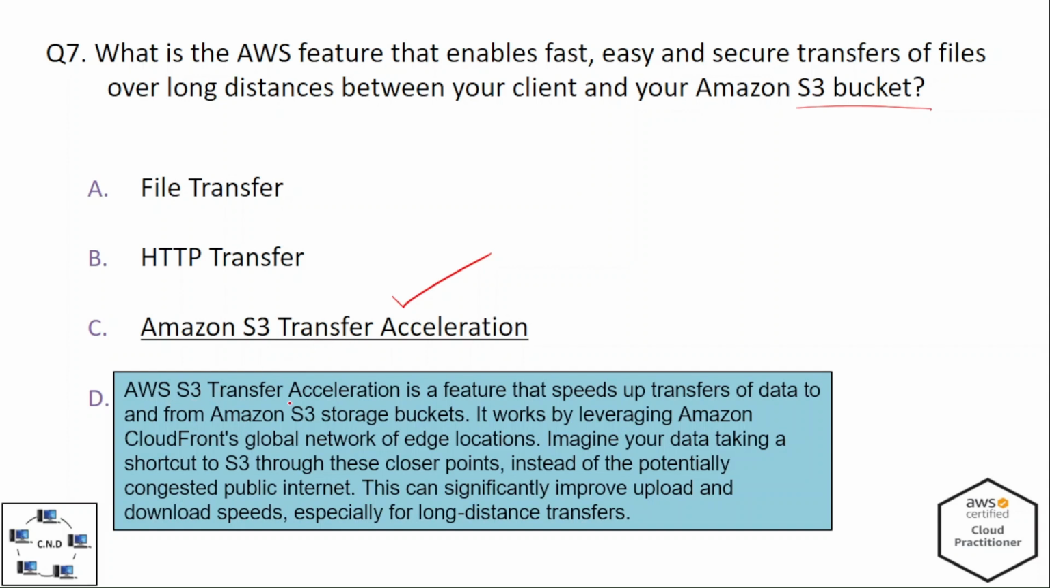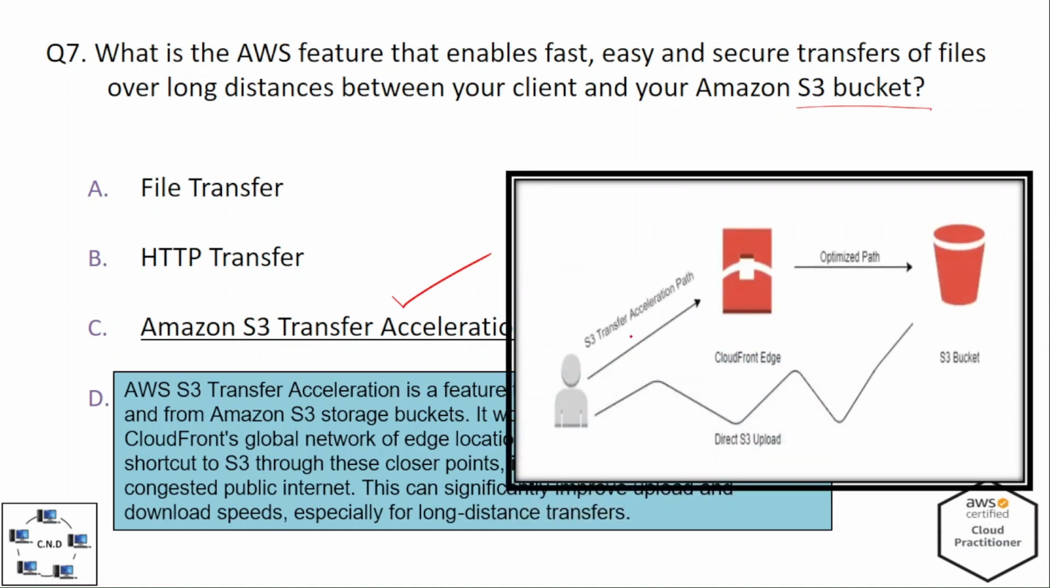So what is S3 transfer acceleration? AWS S3 transfer acceleration is a feature that speeds up transfer of data to and from Amazon S3 storage buckets. It works by leveraging Amazon CloudFront's global network of edge locations. Imagine your data taking a shortcut to S3 through these closer points instead of the potentially congested public internet. This can significantly improve upload and download speeds, especially for long distance transfers.